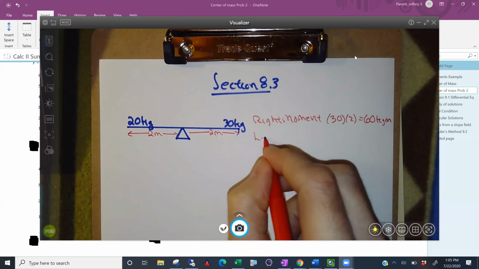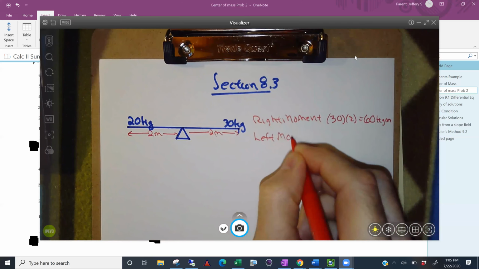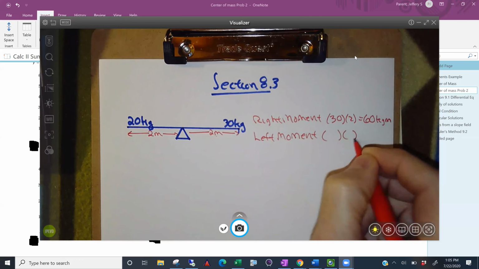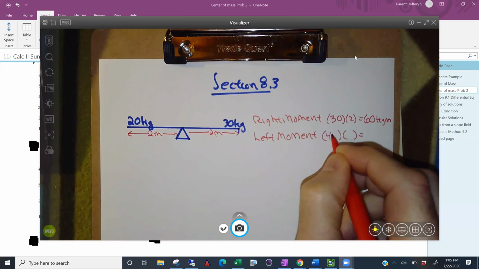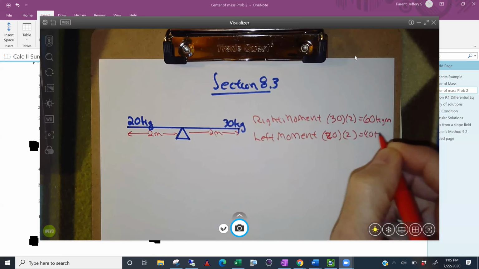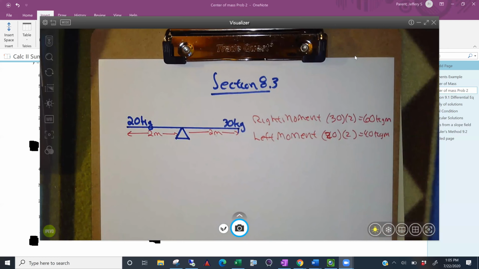On the left-hand side, anyone want to guess what the left moment would be? 40. Yeah, 40. Good, thank you. So it's going to be 20 times 2, which is going to be 40, again, kilogram meters.